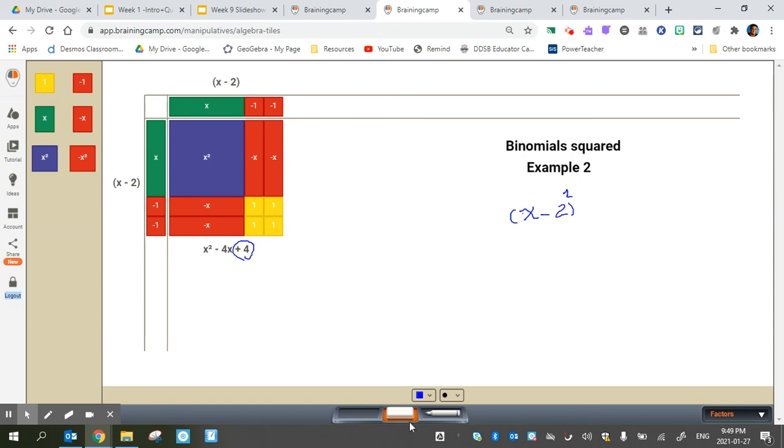And the other portion that is again critical is for you to notice that the like terms are the same, negative 2x and negative 2x for negative 4x. And that's it. We're going to go to area models without the tiles for our next portion.